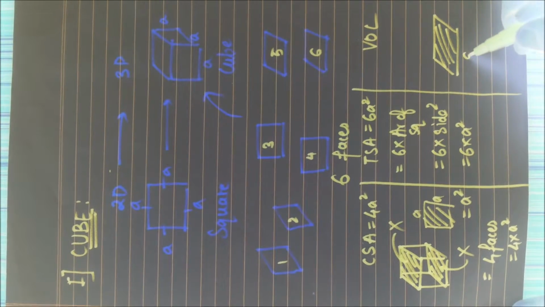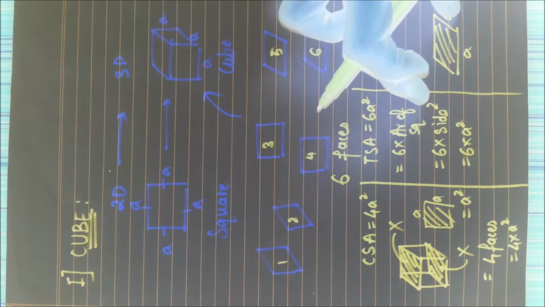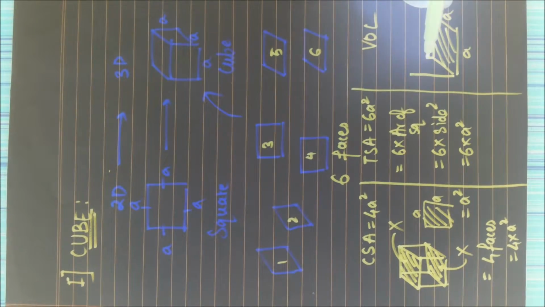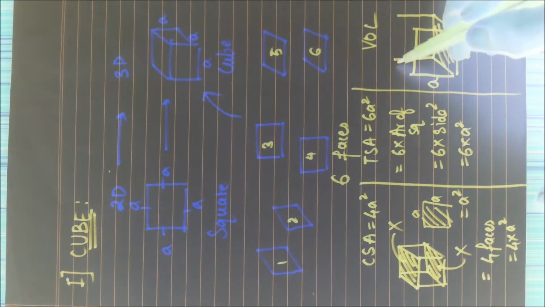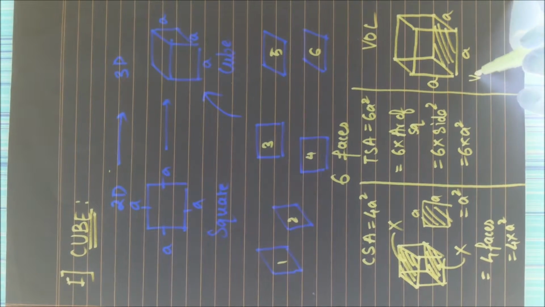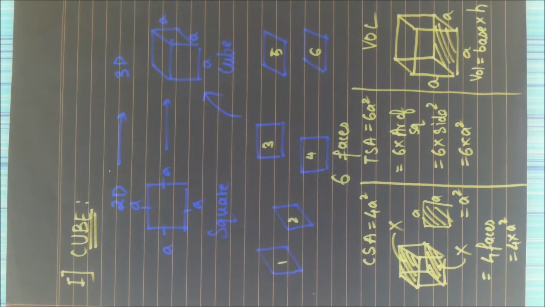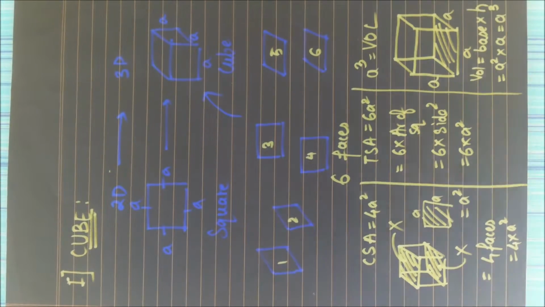Now imagine the sheet, that is 2D, becoming a 3D. I start pulling the sheet upward, that is, I give it some height so that it becomes a 3-dimensional figure, that is cube. Now let's suppose I increase this base square with some height A. To find the volume, you have to multiply the base area with the height. The base area is A square into the height, that is A, gives you the volume of cube. So the volume of cube is A square into A, that is A cube.